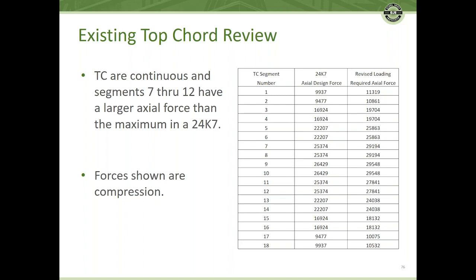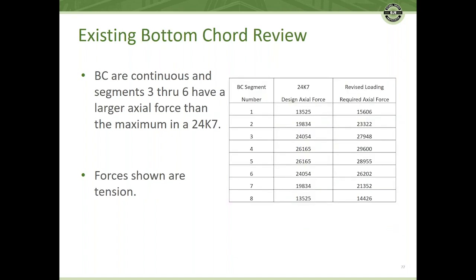And in these top chord loads, they're all in compression. We're just looking at gravity load cases. So you can see there's a significant load, a greater load in the new loading than what was in the original loading.